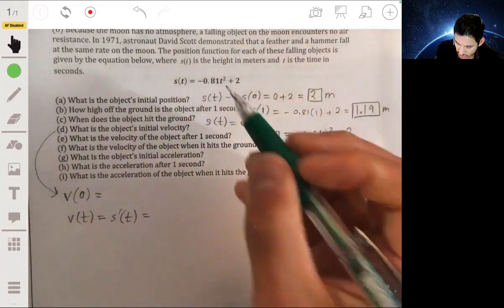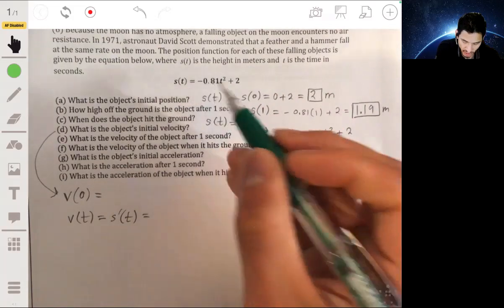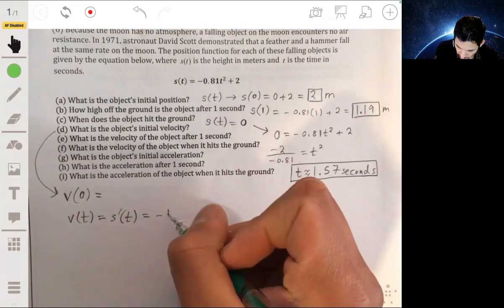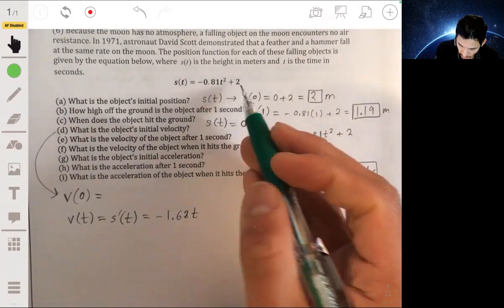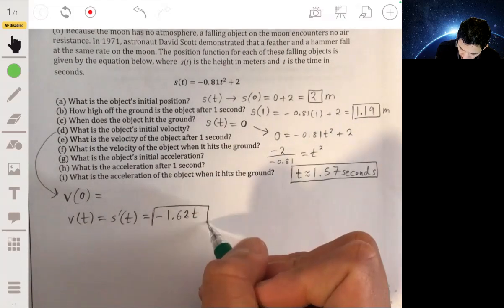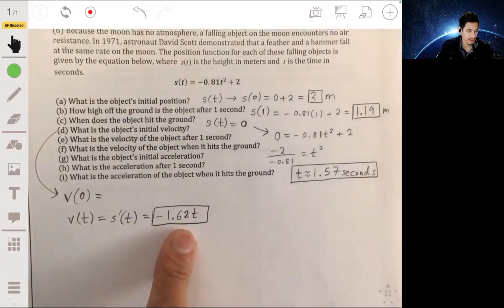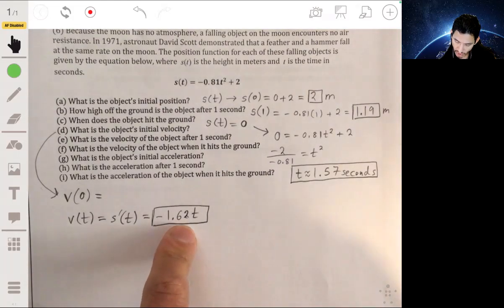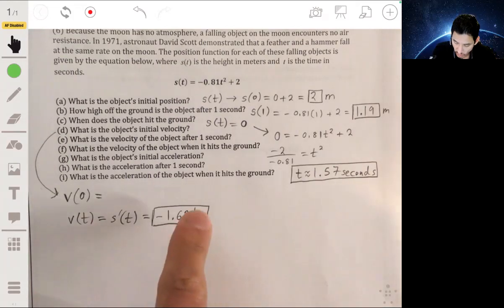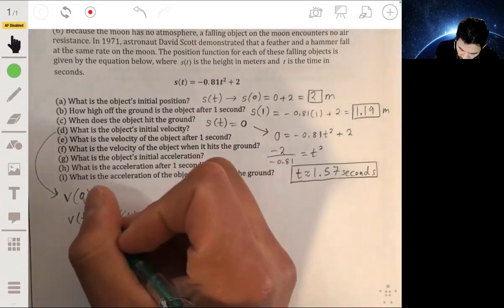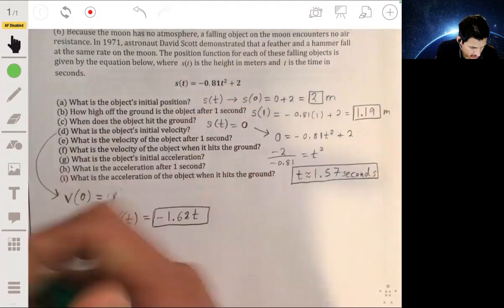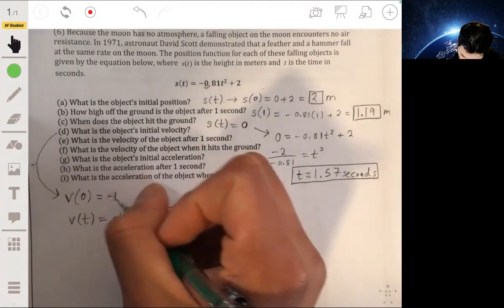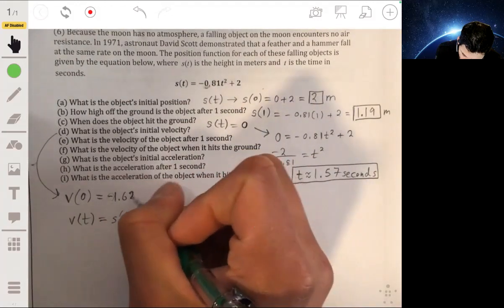So we differentiate this. We get negative 2 times negative 0.81, which will be negative 1.62 t plus 0. So that's it. That's our equation for velocity. Then we find how fast it is going when t is 0. So we plug in 0 here. Well, let me plug it in. It looks a little weird. Negative 1.62 times 0.